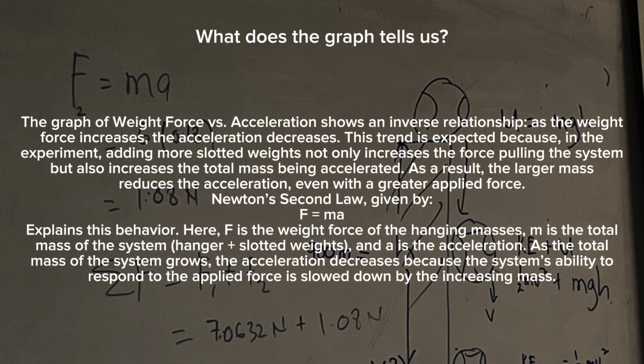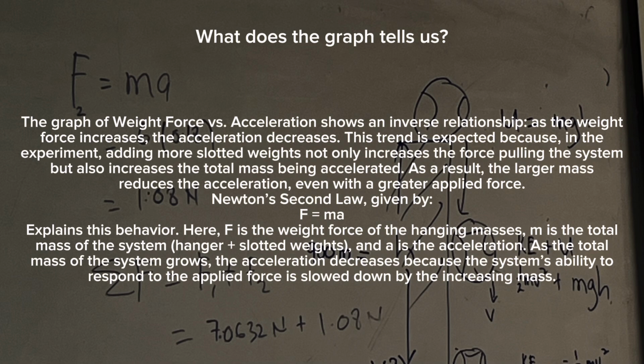The graph of weight force versus acceleration shows an inverse relationship. As the weight force increases, the acceleration decreases. This trend is expected because in the experiment, adding more slotted weights not only increases the force pulling the system, but also increases the total mass being accelerated. As a result, the larger mass reduces the acceleration even with a greater applied force.